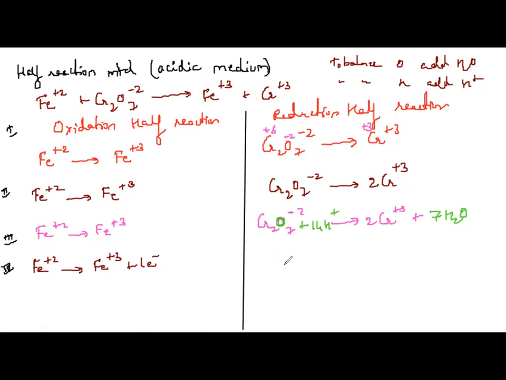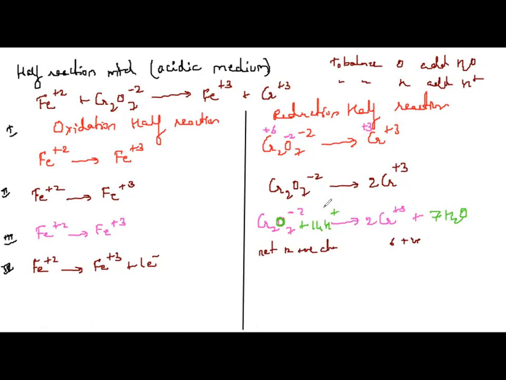Now in the reduction half reaction, the net, how many positive charges are there? You can see here minus 2 and plus 14 charges. So 14 minus 2 is how much? Net 12 positive charges are there on the left hand side. And on the right hand side, 3 twos are 6. There are 6 positive charges on the right hand side. Understood? 3 plus 3 into 2 is 6. Here minus 2 overall charge.